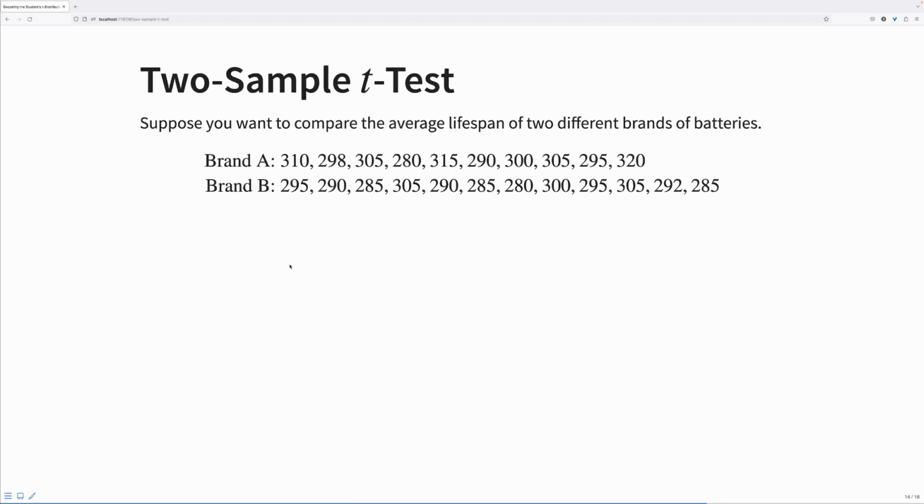Let's take a look at one example of a two-sample t-test. Suppose you want to compare the average lifespan of two different brands of batteries. Here is the raw data from brand A, and here is the raw data from brand B. Now we state our null and alternative hypotheses. The null hypothesis states that mu A is equal to mu B, or we can state mu A minus mu B is equal to 0. And the alternative hypothesis is mu A is not equal to mu B.